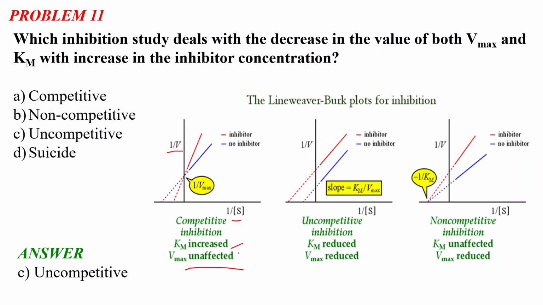So if the Km increases and Vmax is unaffected, and Km by Vmax is the slope of these curves. For the Lineweaver-Burk plot, the slope of the curve is denoted by the Km. Okay, sorry.